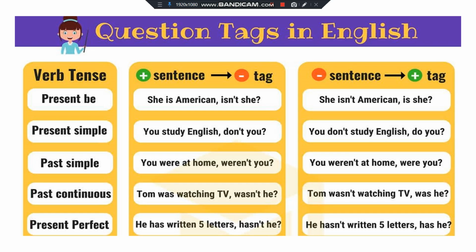Next sentence, present perfect. He has written 5 letters. Hasn't he? He hasn't written 5 letters. Has he? Hope you have understood, my dear children.